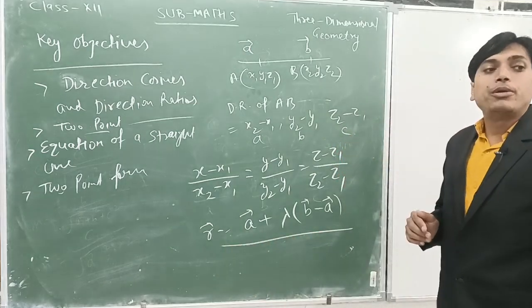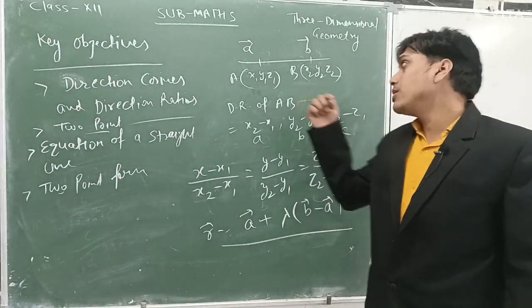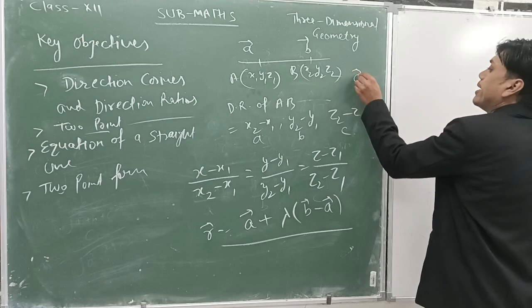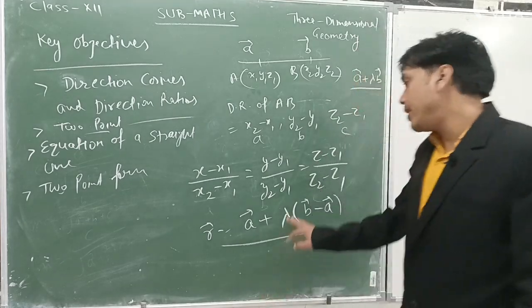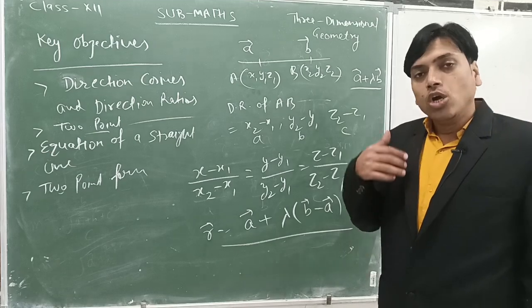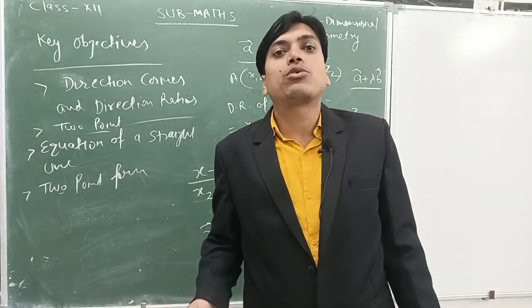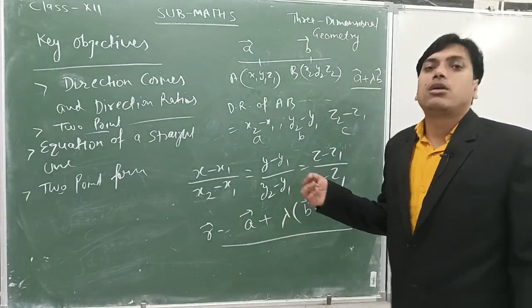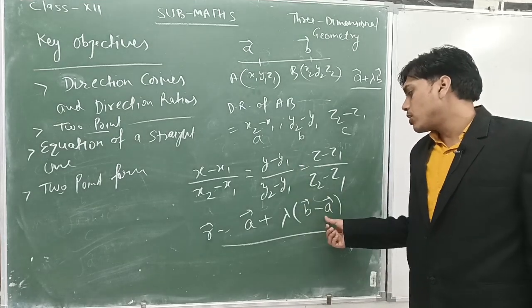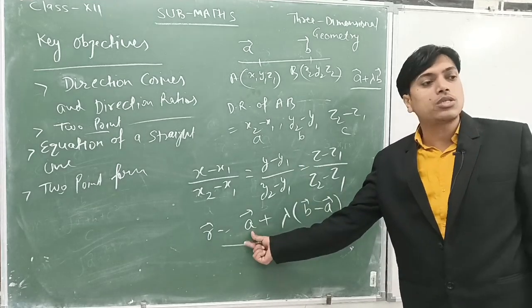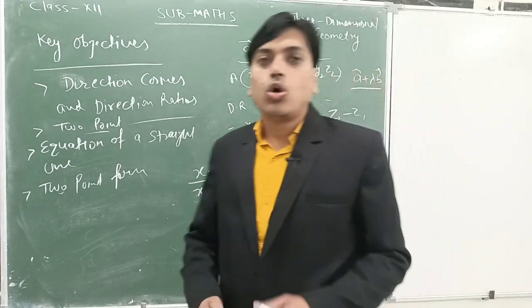So don't get confused between the two forms. In the first type of equation, A vector is the point vector, B vector is the direction vector, but now A and B both are point vectors. So to find the direction vector, we have to subtract A from B, or B minus A, or A minus B. If you are taking A minus B, then here you can use the B point also.